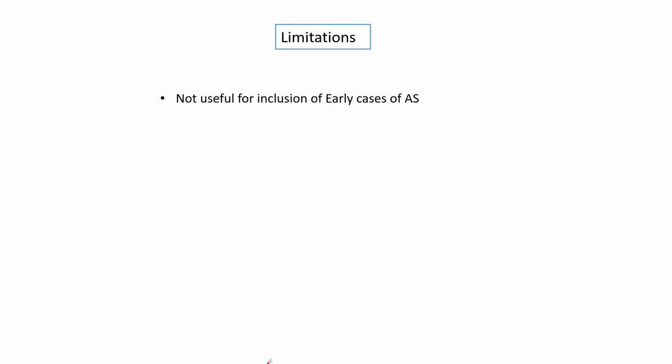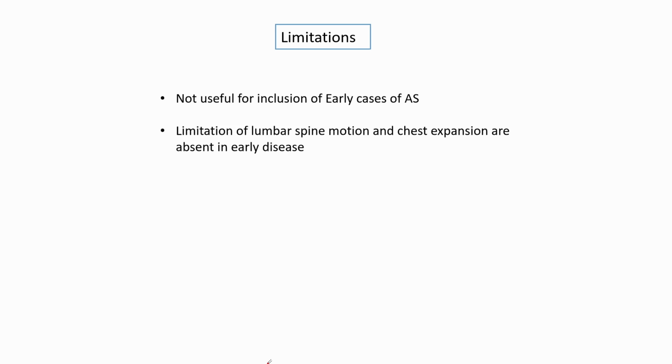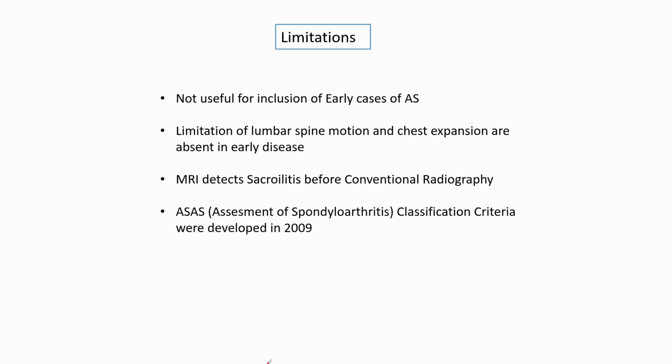This has certain limitations also. The criteria is not useful for early diagnosis of ankylosing spondylitis because limitation of lumbar spine motion and chest expansion are absent in early disease. Also, MRI can detect sacroiliitis much before conventional radiography. However, MRI is not taken into account in the modified New York criteria. To circumvent these problems, an ASAS classification criteria or the Assessment of Spondyloarthritis classification criteria were developed in 2009. This is better for classifying younger patients with shorter durations of back pain.